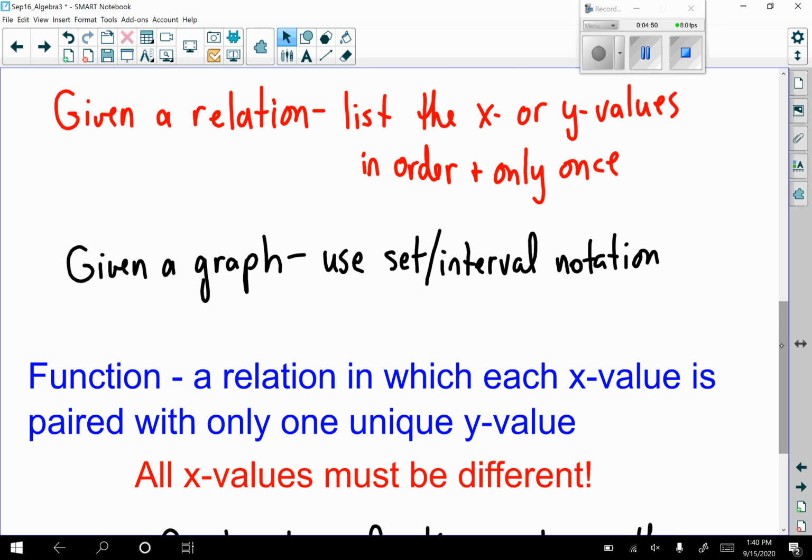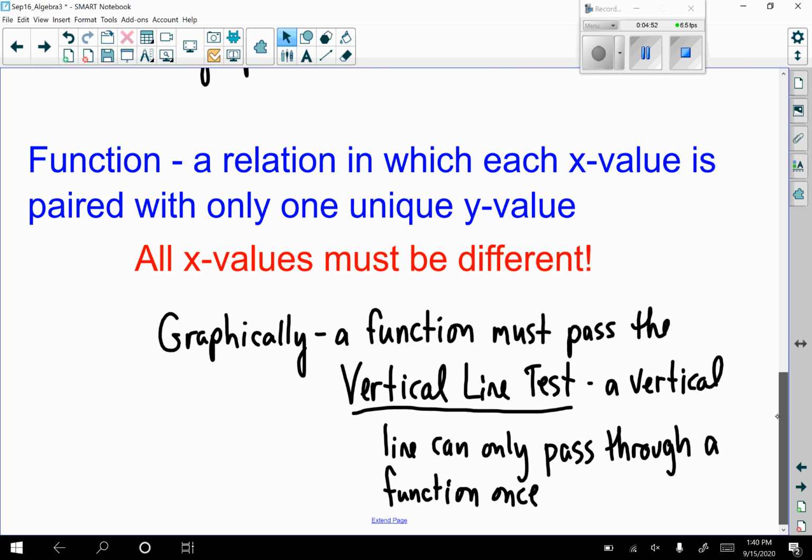Graphically, a function, if you guys recall, must pass a vertical line test. A vertical line can only pass through a function once.